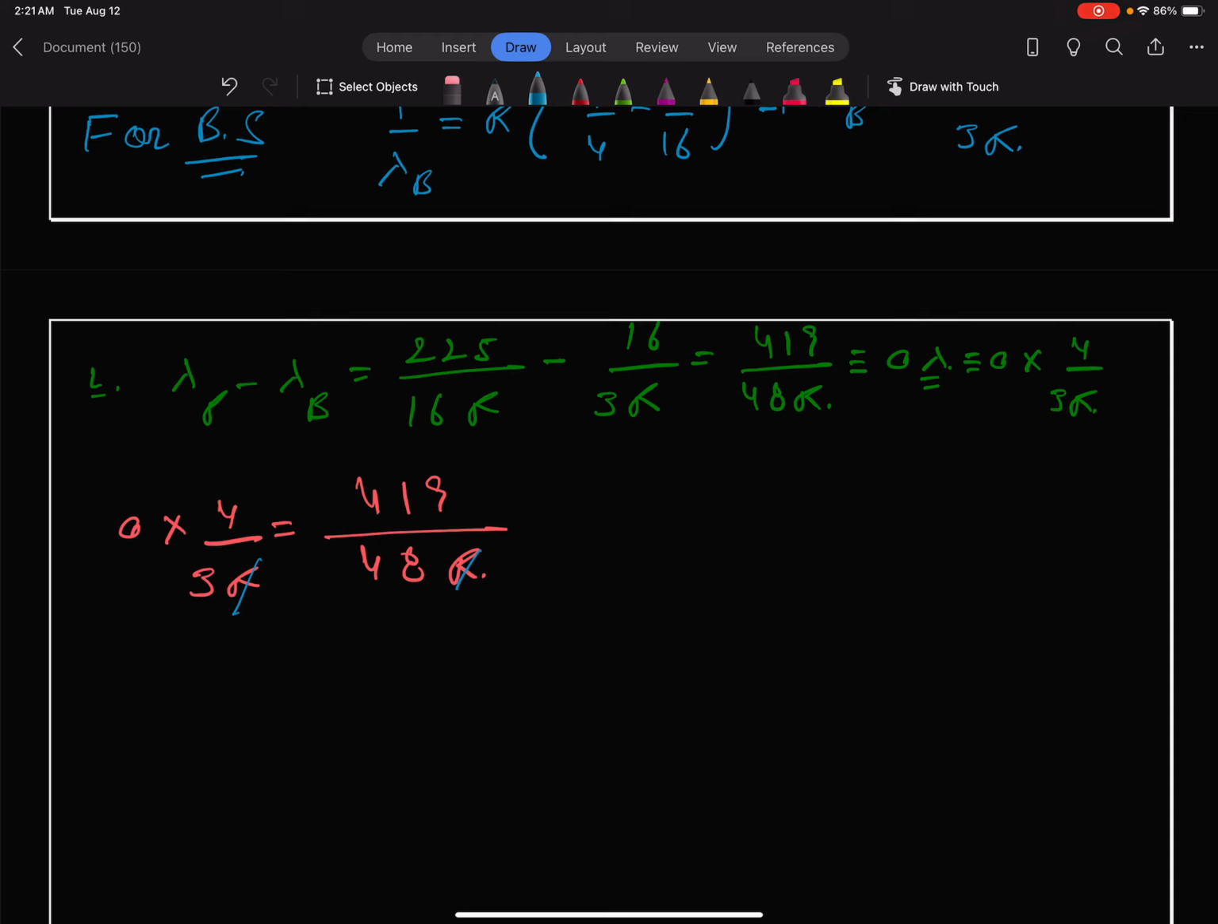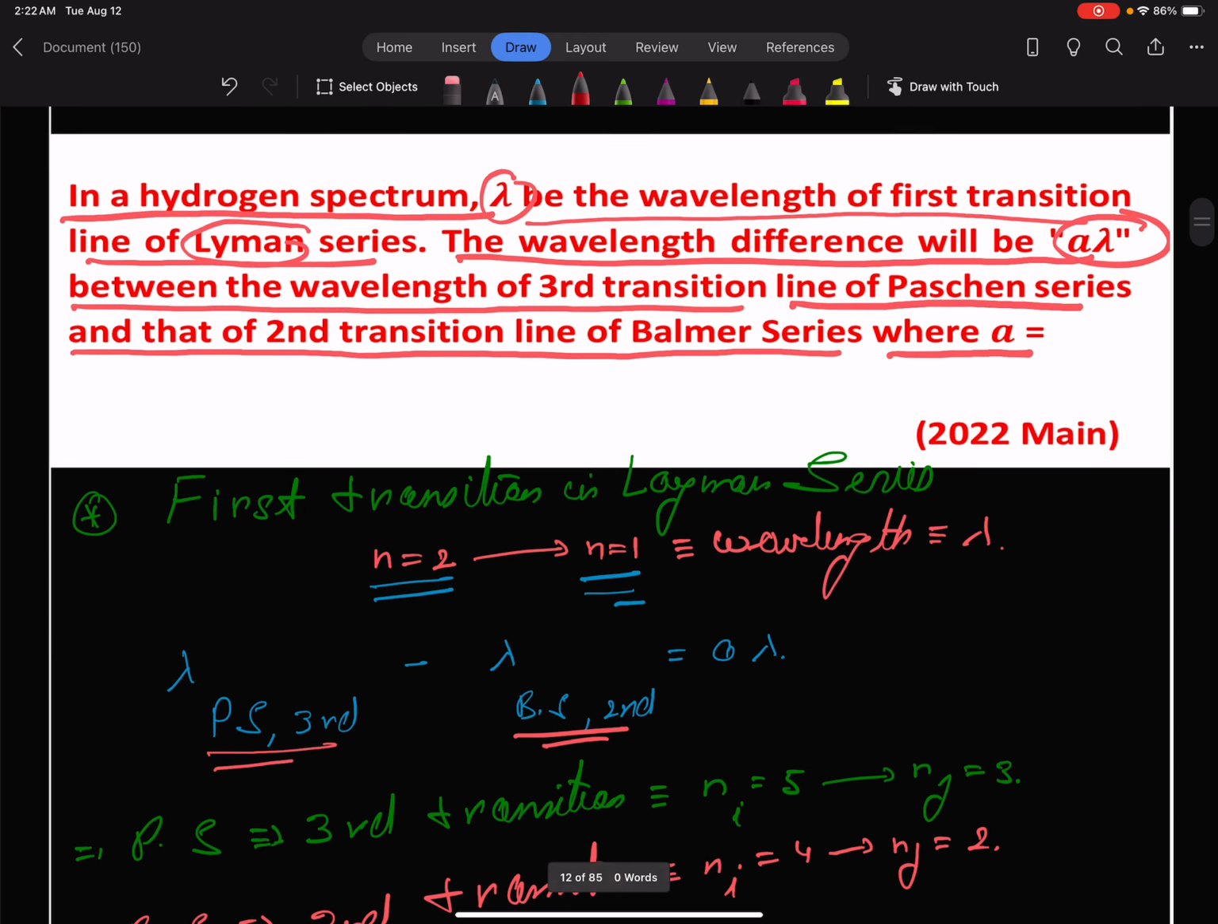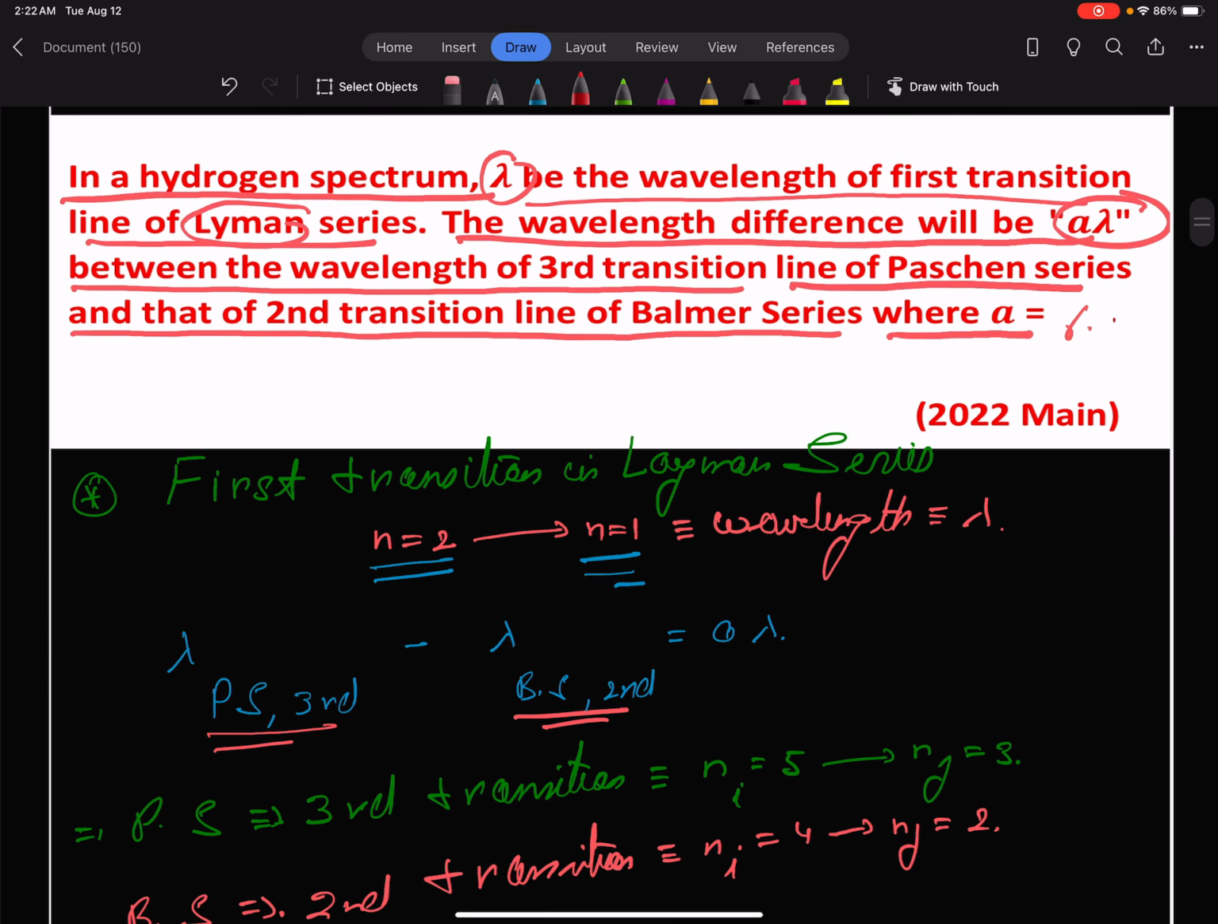From here we can write the value of A will be equal to 419 multiplied by 3, divided by 4 multiplied by 48. So this will be approximately equal to 6.54. So the value of A will be 6.54.